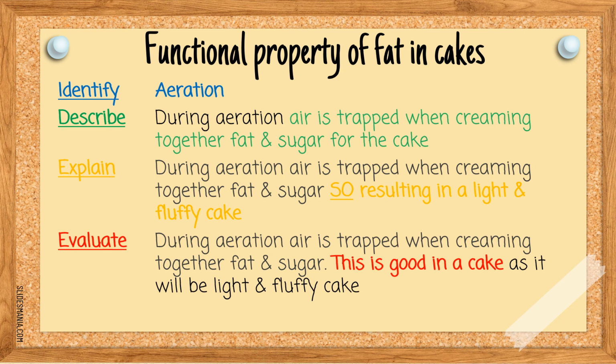If you're asked to evaluate a functional property of fat in cakes, we're just taking that explanation and you're adding in your opinion. So we're saying it's a good thing that air is being trapped when creaming because that's going to result in a light and fluffy cake. And remember, your evaluations can be positive or negative. In this case, it's a good thing that we're trapping air because you're going to get that light and fluffy sponge. If you wanted to say it was a bad thing that we're trapping air, then you can say it's a bad thing, and then you're just explaining why it's bad.